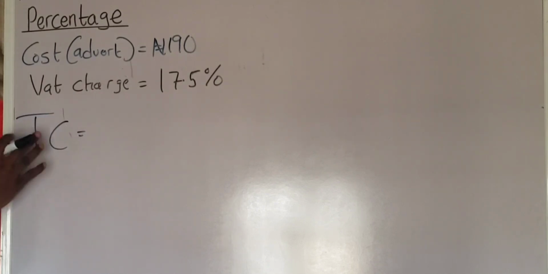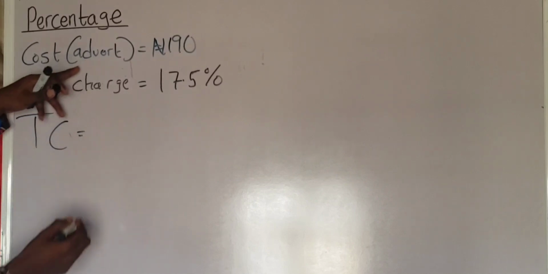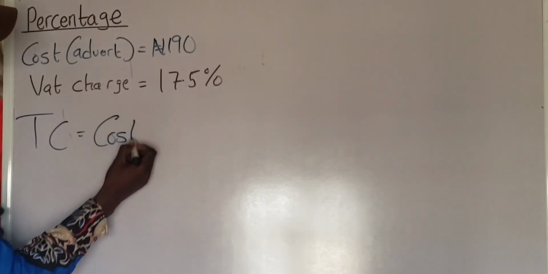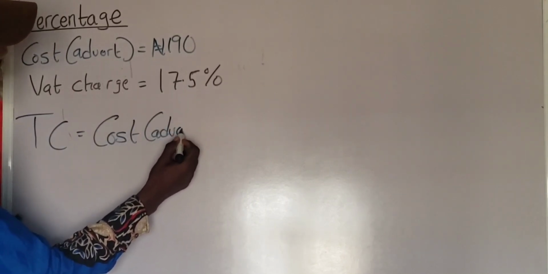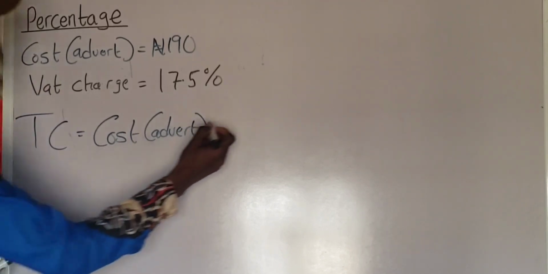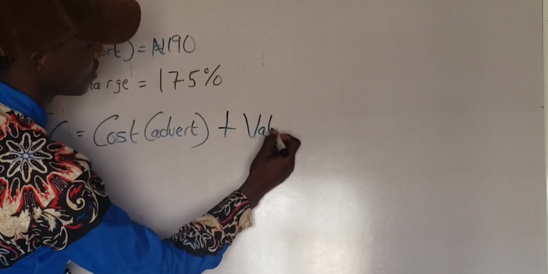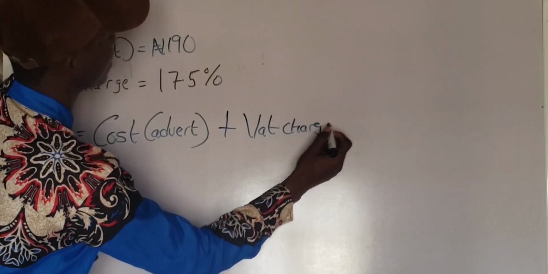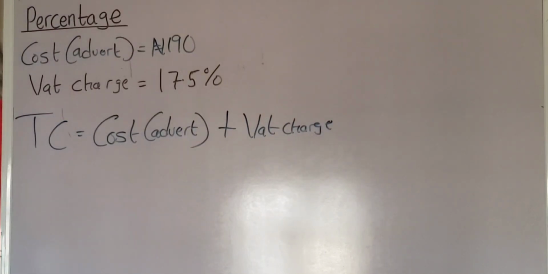So the actual cost is what is called the total cost. The total cost is equal to the cost on advert, that is the cost that they put out on advertisement, plus the VAT charge. We have known the cost on advertisement. Now we have to get our VAT charge. The VAT charge can be gotten by taking 17.5% of the cost on advert.